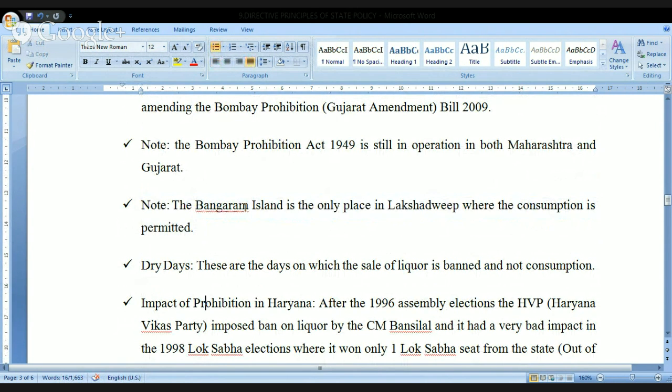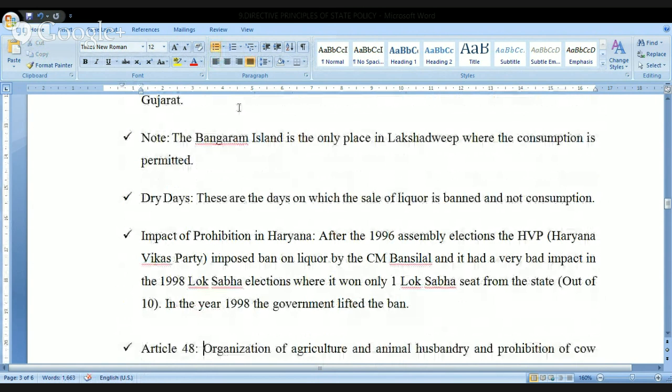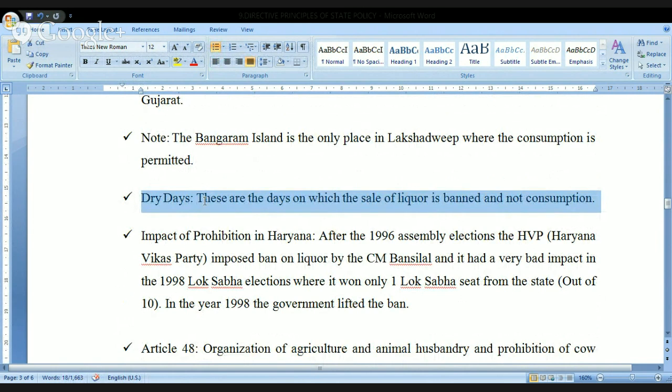Sometimes some few words I have here for you, you can just have a look at this. You have some concept called dry days. These are the days on which the sale of liquor is banned and not the consumption. Consumption is permitted, but sale of liquor is not permitted.